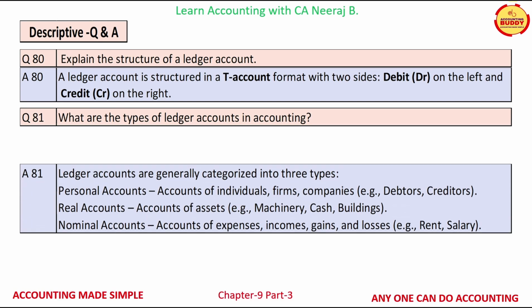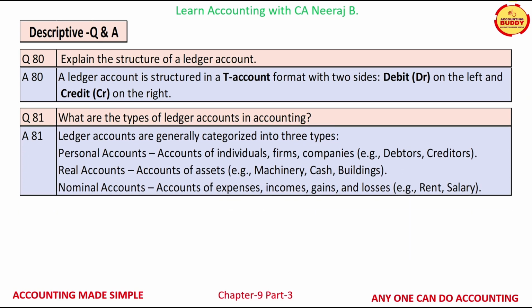And the answer is, the ledger accounts are generally categorized into three types: personal accounts, accounts of individual firms and companies, for example, debtors and creditors. Second type is real accounts, accounts of assets like machinery, cash, building, etc. And the nominal accounts, accounts of expenses, incomes, gains and losses, for example, rent, salary, interest income received, etc.